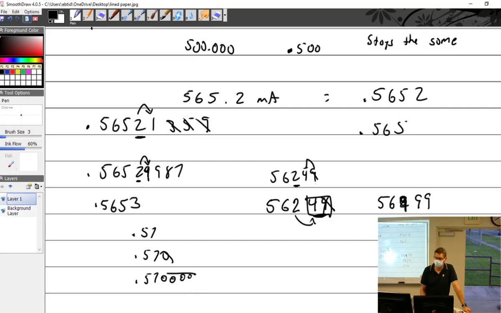So even if it's 5, 6, 2, 4, 9, 9, we're looking at this place right here, looking at the 2. Would I round it to a 3? No, because I just look at the number next to it, and it is less than 5. Or you can look at the whole thing: 499 is less than 500, which is halfway.